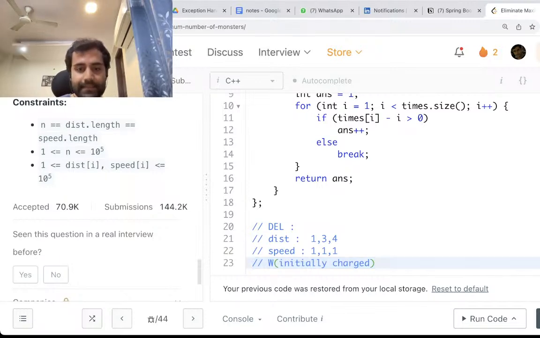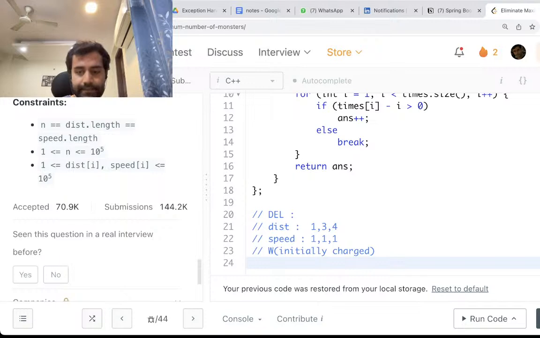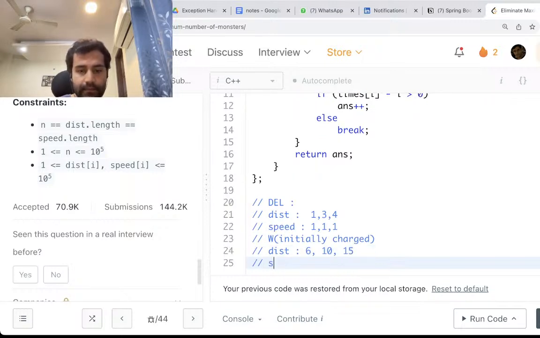Okay, for that, let's take a slightly different example and understand that. Let's say the distances given to you are 6 and then 10, 15, and the speeds given to you are 2, 5 and 3. Now answer me one thing, which monster is nearest to you? It is the first monster who is nearest to you, right?